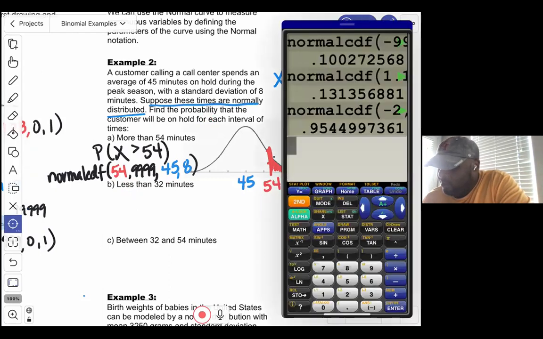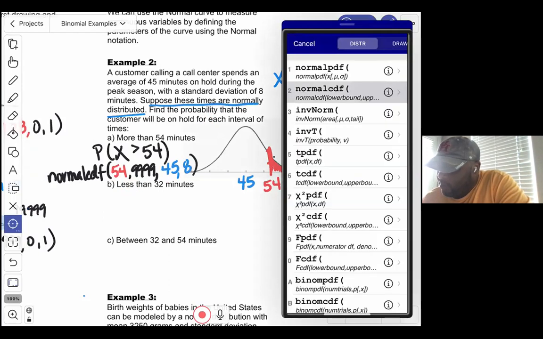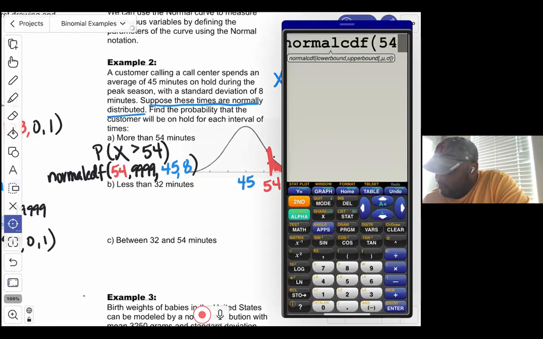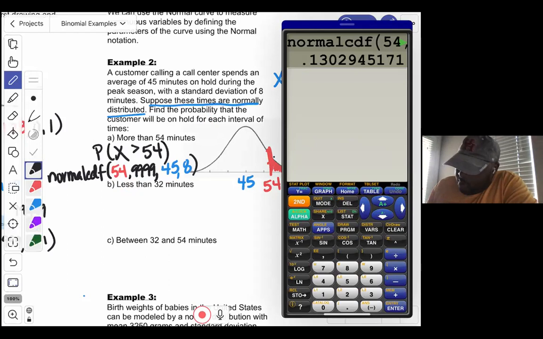So in our calculator, what we would do, second bars, normal CDF, 54, 999, 45, and 8. You type that in, you get this. So the probability that it is greater than 54, that you spend more than 54 minutes, is 0.130.